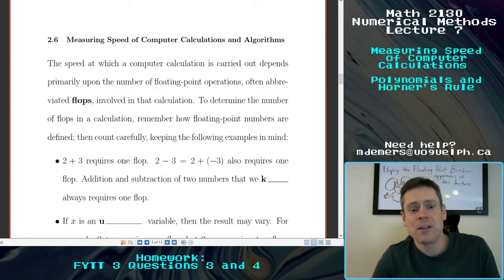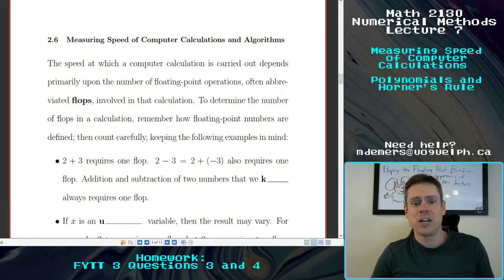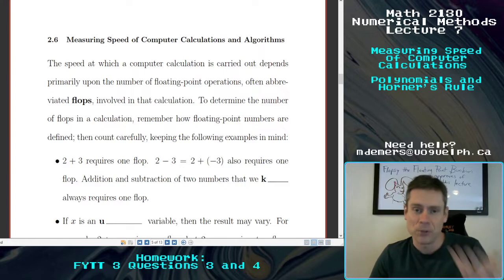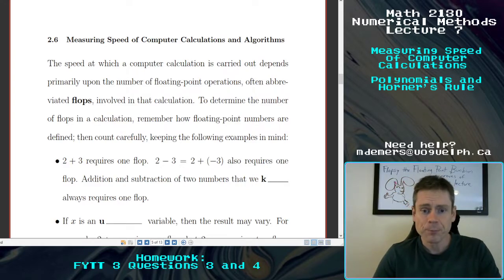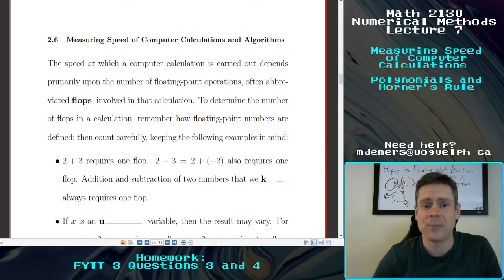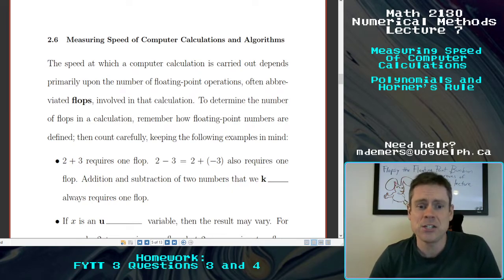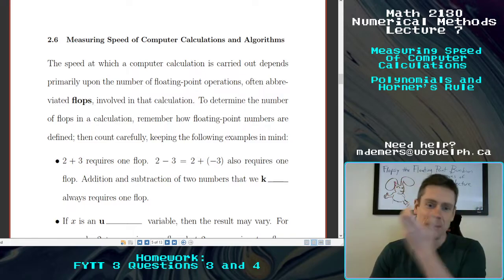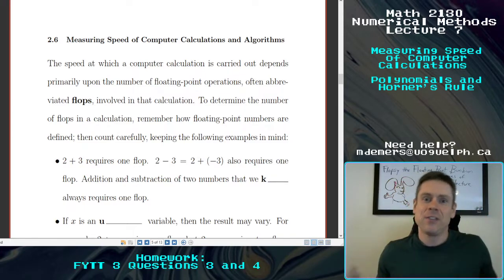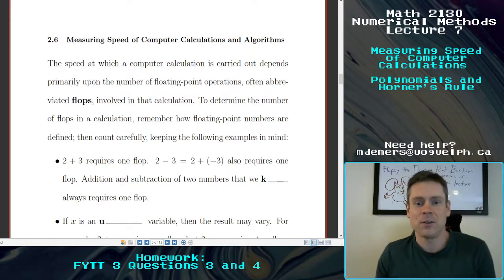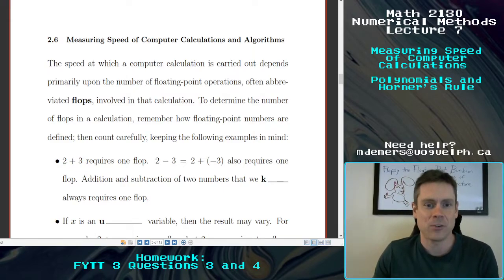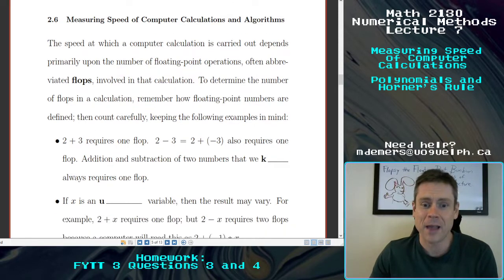Yeah, so floating point operations are really just the way that we combine two different floating point numbers through either multiplications or additions. So to determine the number of flops in a calculation, it really just is a matter of counting up the number of additions and multiplications that are involved, given the definitions of how floating point numbers work in the first place. So here are some examples to keep in mind as we go forward and do some counting.